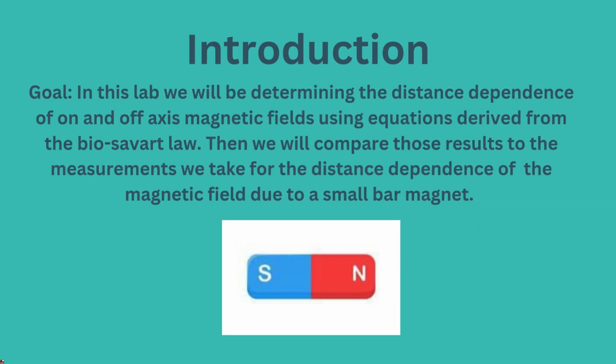In this lab, we will be determining the distance dependence of on and off axis magnetic fields using equations derived from the Biot-Savart law. Then we will compare those results to the measurements we take for the distance dependence of the magnetic field due to a small bar magnet.